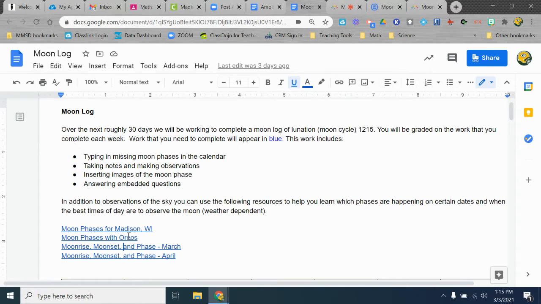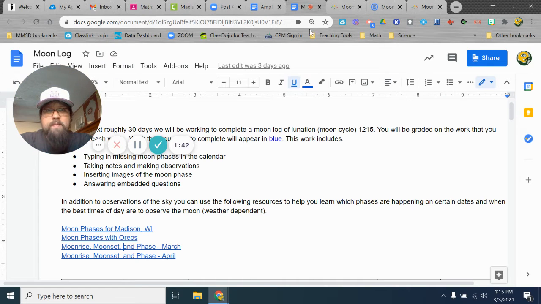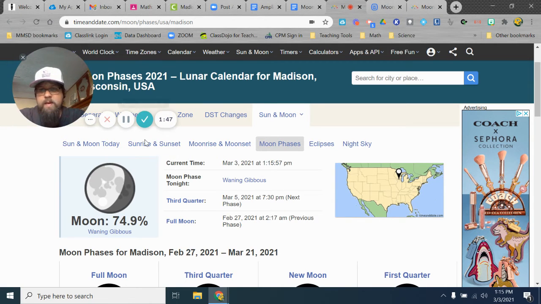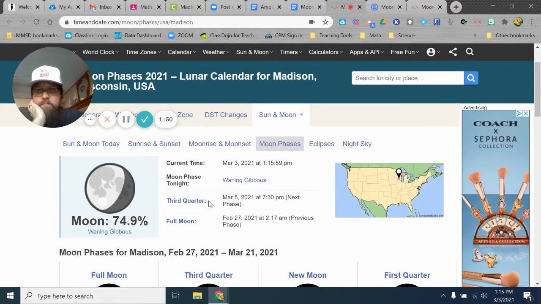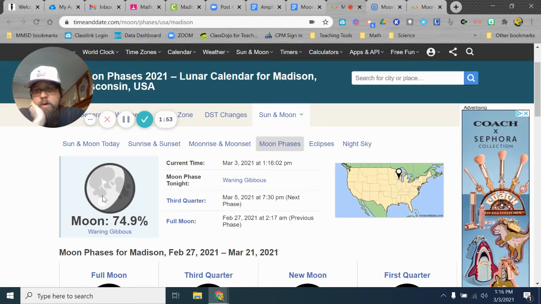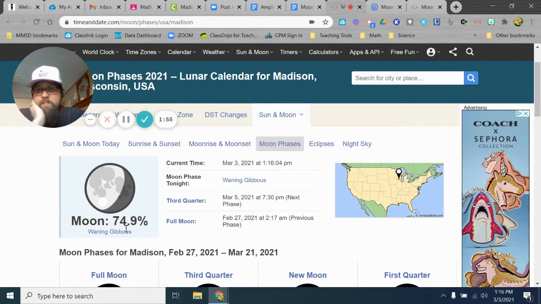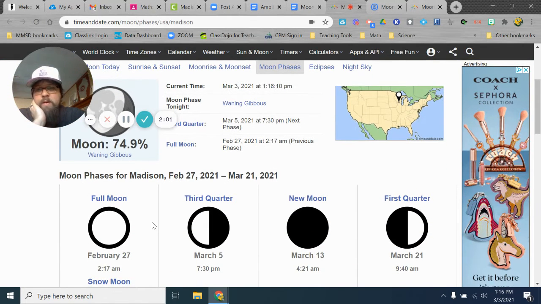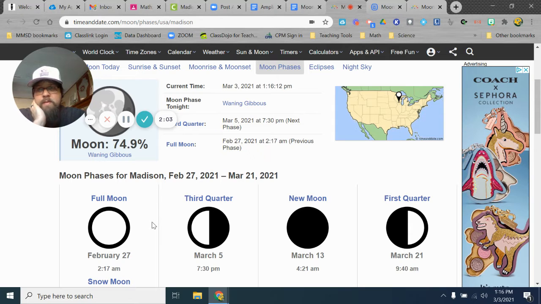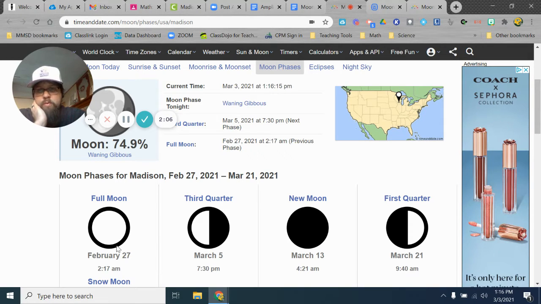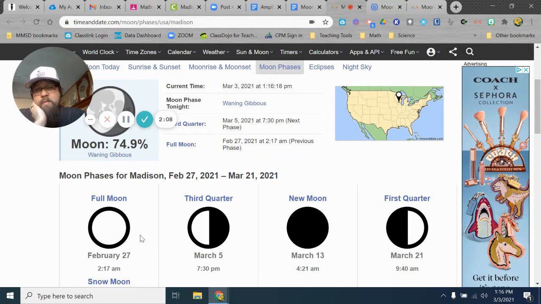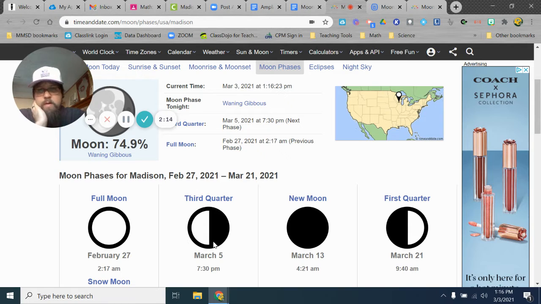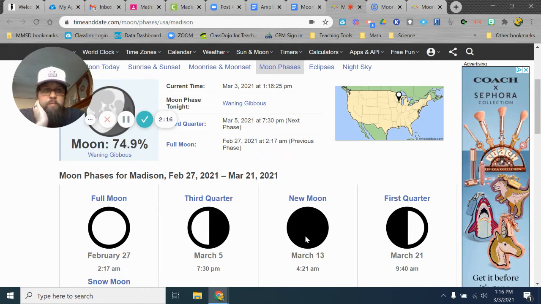All right, so this is actually the first link, moon phases for Madison, Wisconsin. When you click into this site, you'll notice it's kind of convenient because it gives you today's moon phase, what it would look like if you're able to see it outside, naming the phase, right? And then it also does a breakdown of the month ahead of some of the highlights of the moon phases. So the next full moon, well, that was actually in the past, the 27th of February is the full moon. But third quarter moon coming up, new moon, first quarter.